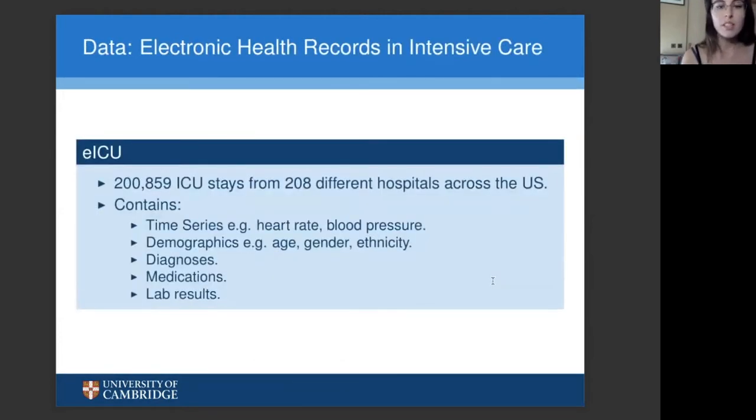So the specific data set that I'm using is called EICU. It has more than 200,000 ICU stays from over 200 hospitals in the United States.